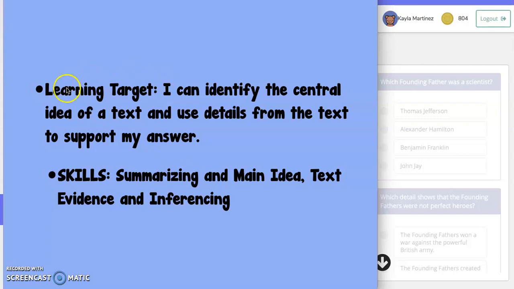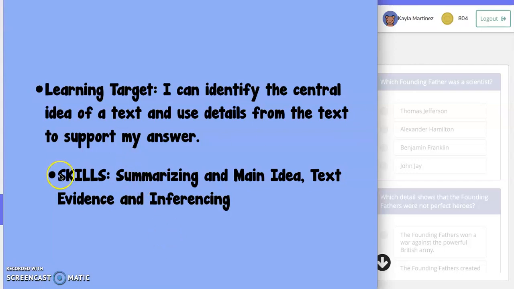So let's go ahead and look at our learning target. Our learning target says that I can identify the central idea of a text and use details from the text to support my answer. So we're going to be reading a really interesting article, and we're going to be looking for specific facts. We want to know what the whole story is about, but then also what specific things we're learning from this article.